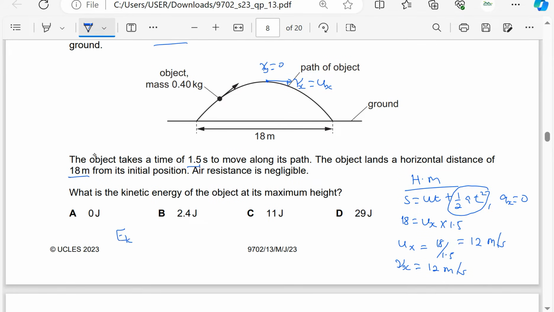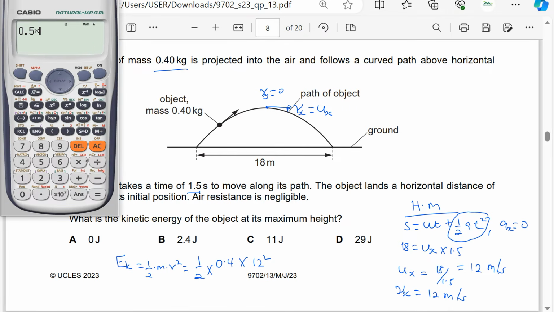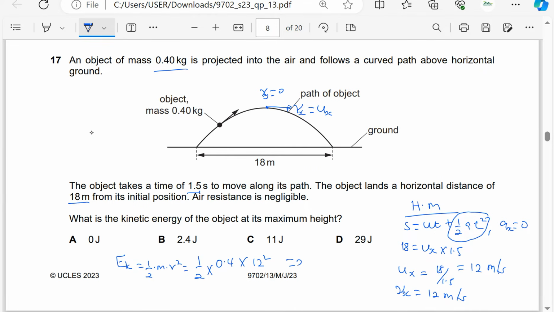So it means kinetic energy is going to be a half times mass times velocity squared, which is going to be a half times the mass. What is the mass? It is 0.4, times the velocity, which is 12 squared. So we have 0.5 times 0.4 times 12 squared. So this gives me 28.8, which is approximately 29. So the answer is D.